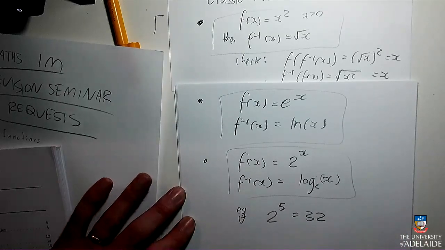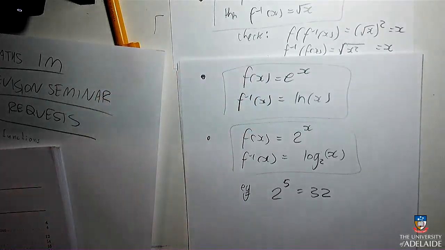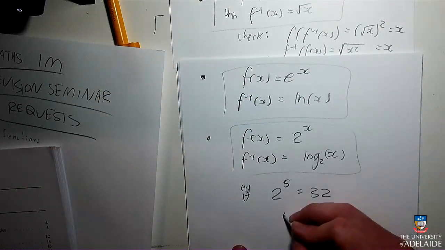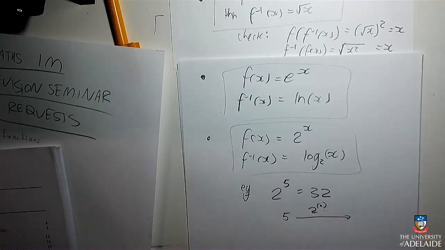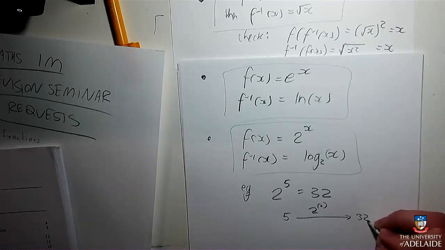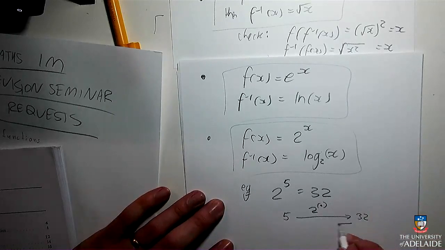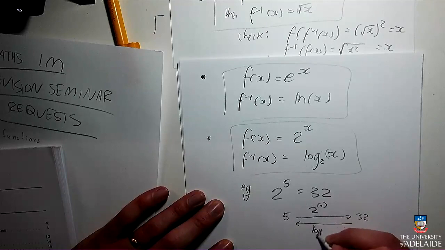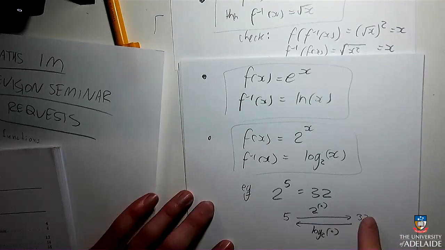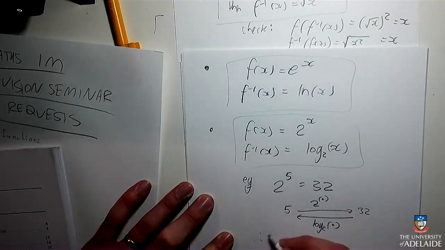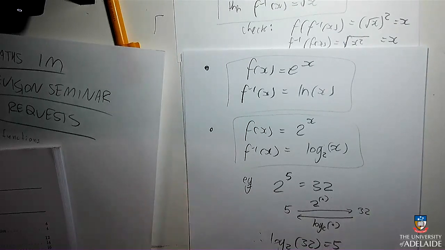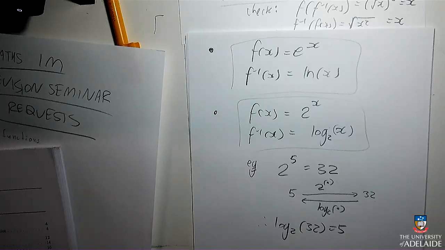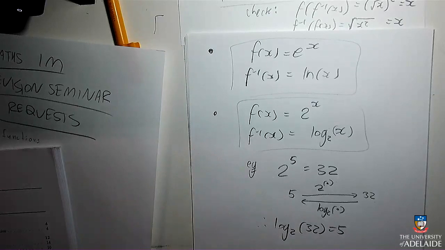2 to the power of 5 is 32. So what that means is, just to draw a picture of it, if I take the number 5 and I do the action of 2 to the power of thing, I get 32. So what that means is the inverse goes back this way. If I do log base 2 of thing, it should take 32 back to 5. Yeah. So that's the idea, and I actually find this picture is the most useful way of me getting that right.